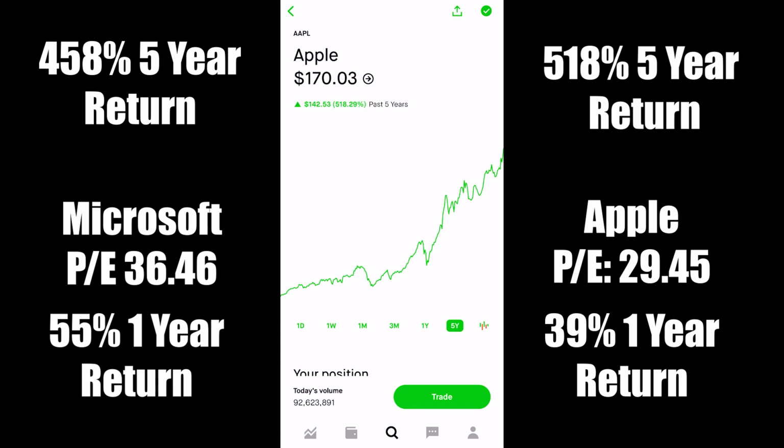Now, as far as your gains in 5 years, yes, you would have done better if you invested in Apple rather than Microsoft, but these are both extremely high gains, and it doesn't give you the entire picture on how the company is looking into the future.